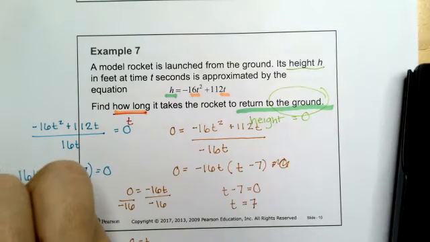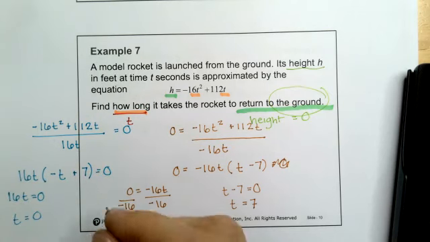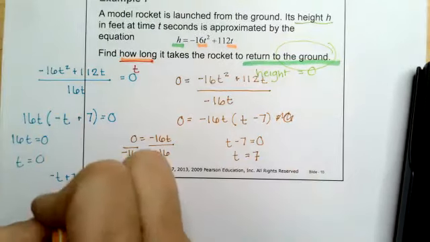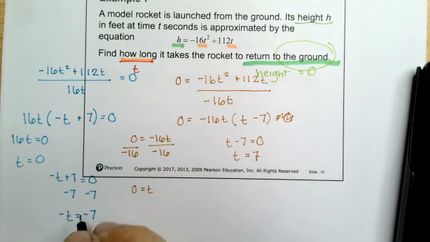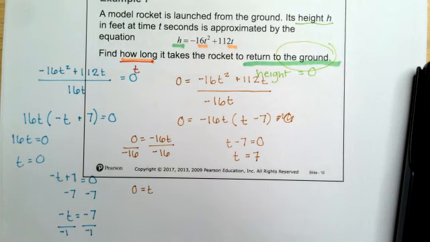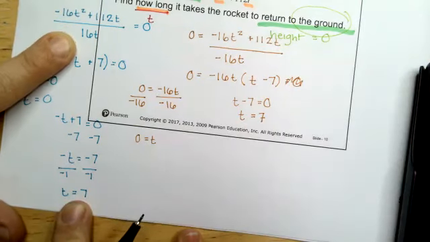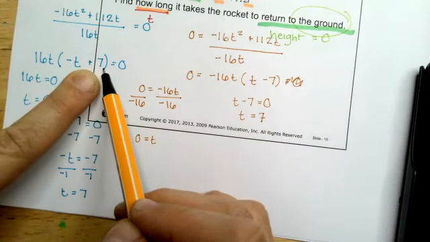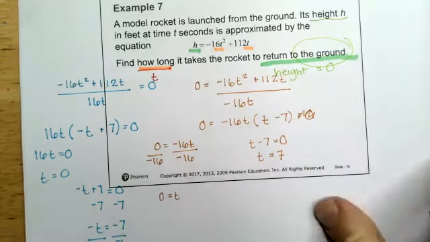So 16t equals 0 is still going to give us t equals 0, right? And then -t plus 7 equals 0. I'll subtract the 7. So it's -t equals -7, but then I have to divide or multiply by a -1. And I get back to t equals 7. So you get the same 2 answers, whether you divide it by a negative or a positive of that number, because if it's a positive, then your t is negative and your 7 is positive. If it's a negative, your t is positive and your 7 is negative. So it solves itself.